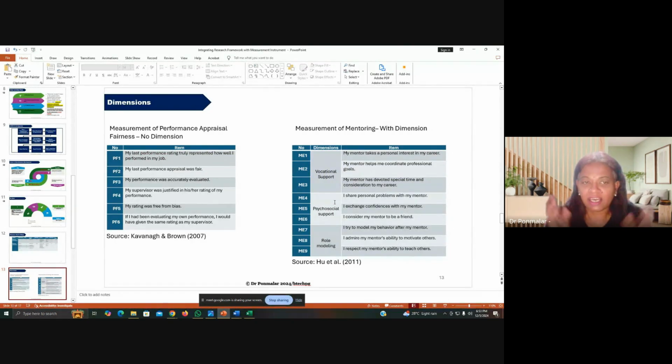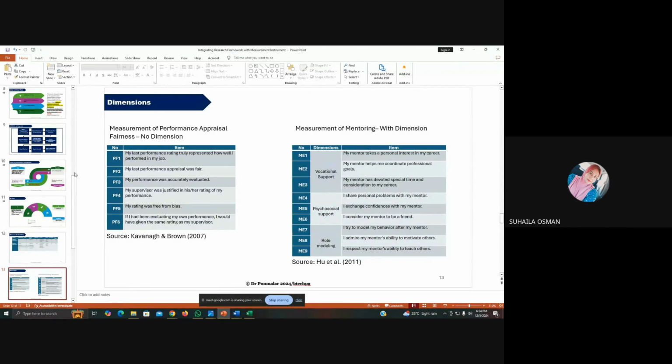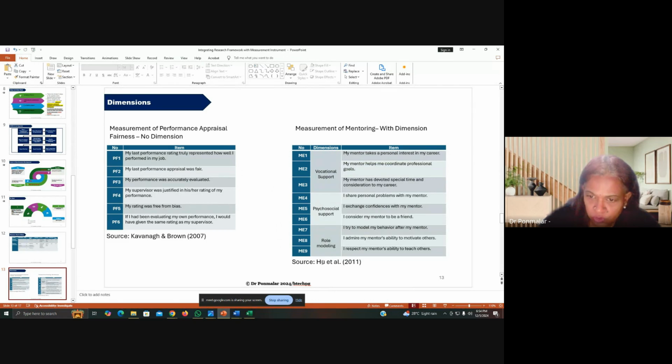If no dimension is stated in the literature, for example, for measurement of performance appraisal fairness, no dimension. From the paper, I have 6 questions. Can I break this into 3 and create my own dimension? No. No. And this one, this is from who? 2011 for mentoring. So in the paper itself, who already divided mentoring into 3 dimensions: vocational support, psychosocial support, role modeling. Can I delete the dimension and don't mention in my thesis got dimension?